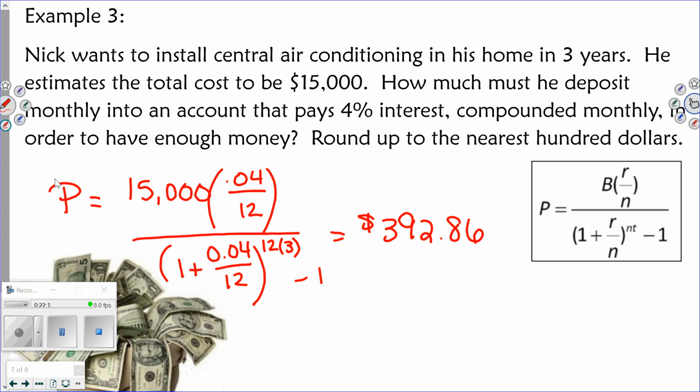All right. So guys, Leah here kind of panicked when she got her answer, like $392. But think about, he's putting it in every month for 3 years. Think about how that's going to add up. Every month he's putting almost $400 in. That's going to add up to give him the $15,000 in 3 years. So it said round to the nearest $100. What would you round it to? 400. Yeah, so if he's putting roughly $400 a month into his account every month for 3 years, with interest and whatnot, he will have earned the $15,000.